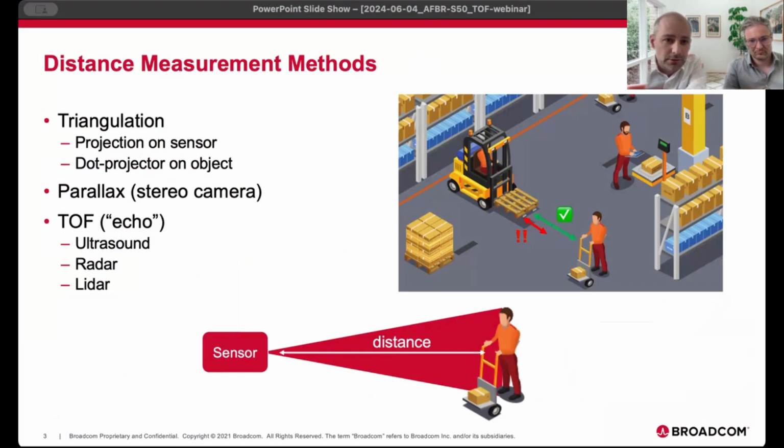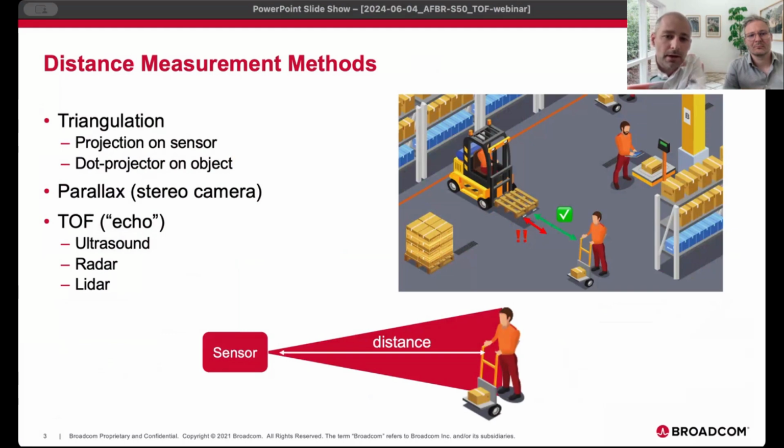The methods to measure distances are manifold. For example, you could measure the distances by triangulation, for example, by projection of reflected light onto a sensor, a CCD line array, or you could use a dot projector onto an object. But you could also use stereo cameras. This is the parallax method, where you take two images of a scenery, compare them, and actually get a depth image. Or you can use the time-of-flight method, the TOF method.